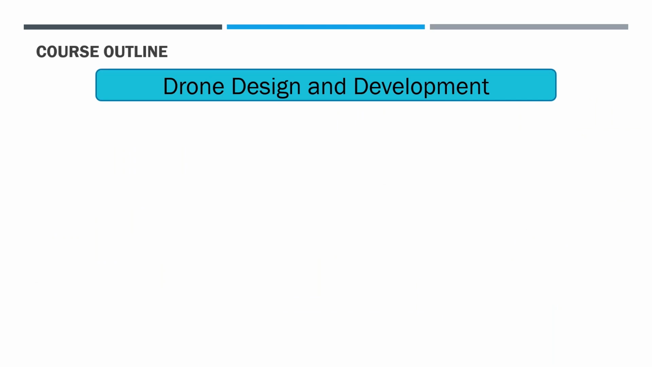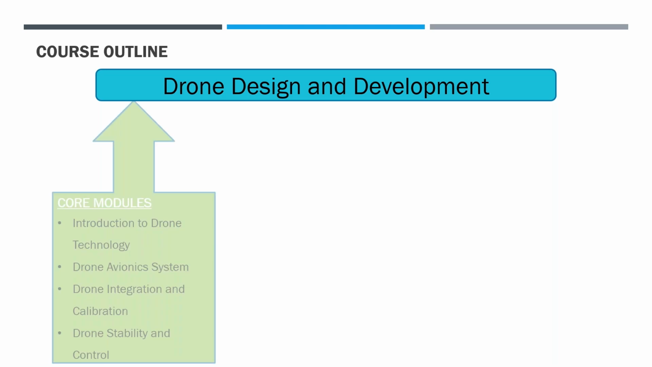So coming to the course outline, this course is drone design, development, as well as analysis. So there are three parts actually. Technically speaking, it's not drone design and development alone. Analysis is also there, playing a major part. So this course is divided into three sections.